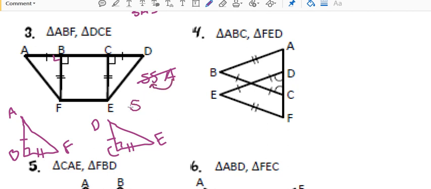So is this side angle side? Well, if it's side angle side, you have a side, an included angle, and a side. Well, that's exactly what we have. We have a side, an included angle, and a side. So these right triangles are congruent according to side, angle, side.